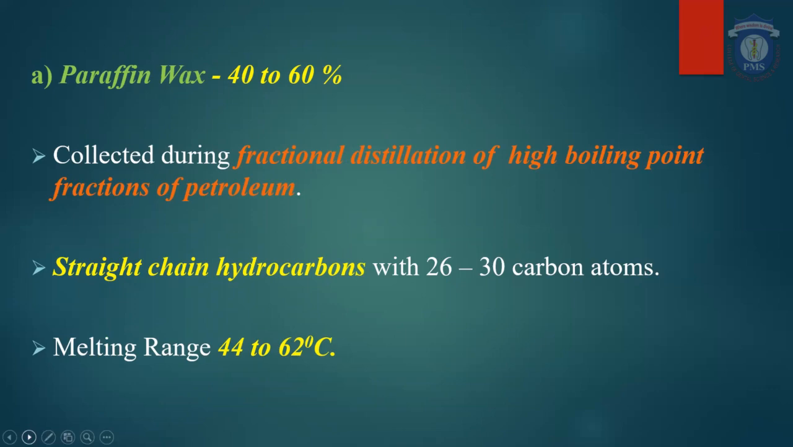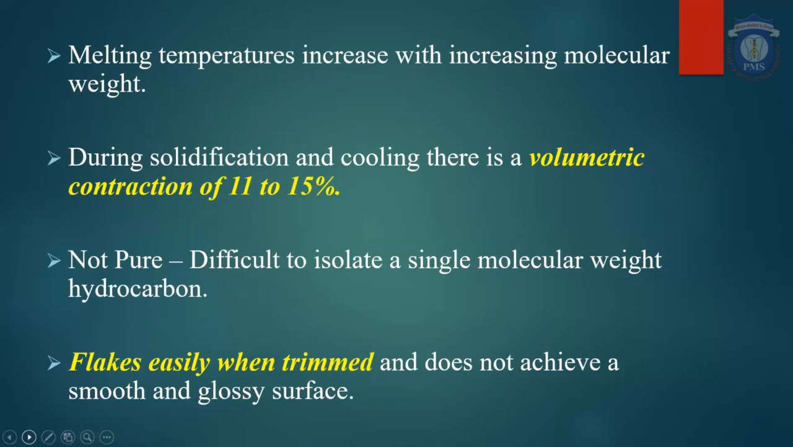The melting range is from 44 to 62 degrees Celsius. Okay, and the melting temperature increases with increasing molecular weight. Now, during solidification and pouring, we find that there is always a volumetric contraction. Okay, whenever we are manipulating the wax with hot instruments, and after that, during cooling, there will always be a contraction. Okay, and it is not pure, and it is always difficult to isolate a single molecular weight hydrocarbon. So whenever we are carving this wax pattern, we find that it flakes and breaks away easily when trimmed and does not achieve a smooth and glossy surface. Okay.